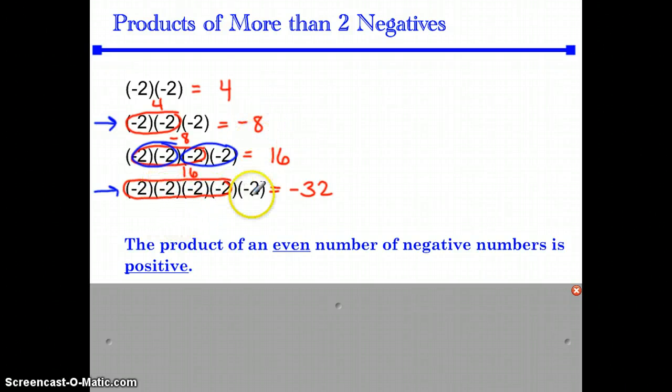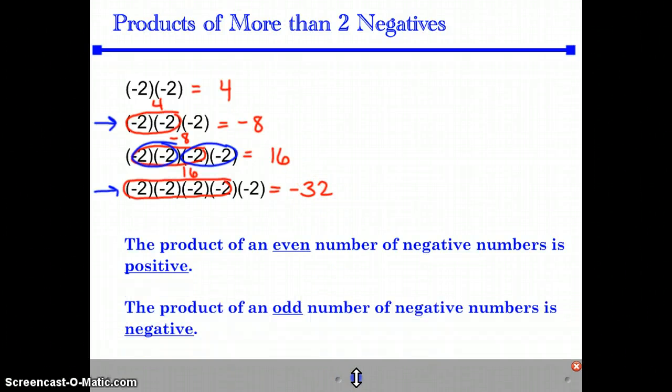In this problem, we have the 5 negative 2's, so we've got a pair of negative 2's positive, another pair positive, and then an extra one, so our answer is negative. So that means that when you're multiplying together an odd number of negative numbers, the answer is going to be negative because there is one extra negative that doesn't get canceled out.